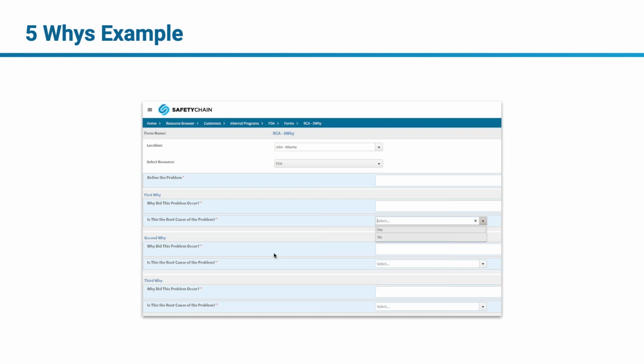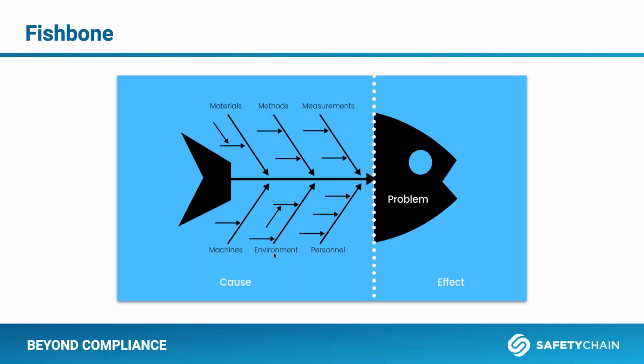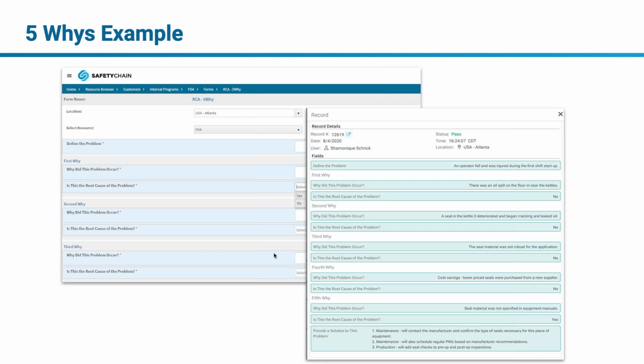FMEAs are another technique. But once again, these are tools that you can use and employ to ensure that you're getting to the root cause. And I just wanted to show this in 2 ways. One, I was showing you from the form perspective with our solution, SafetyChain. And then I wanted to show you how it looks when you have some content in the actual form. So this is just an example of a 5 Why form.